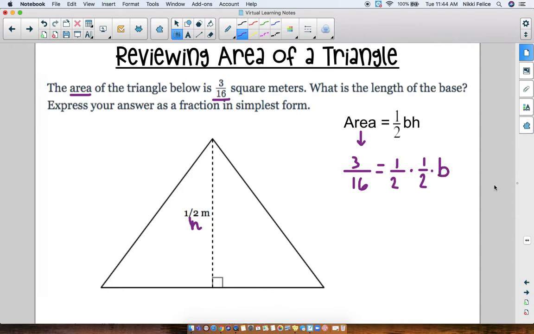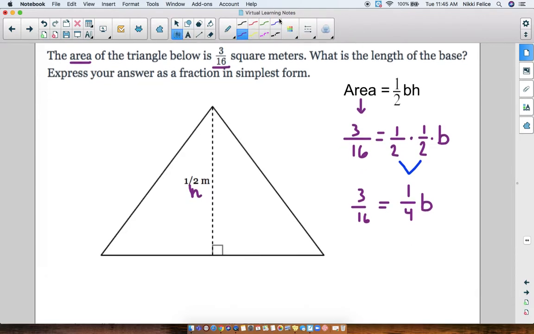Okay, now we can start simplifying what we have. 1/2 times 1/2, we can do that. 1/2 times 1/2 is 1/4, right? We multiply the numerators and multiply the denominators, bring down everything else, my 3/16. And I still don't know the base, so I put b here. Okay, now I have 3/16 equals 1/4 b. Don't freak out because there's fractions. You know how to do this. We are solving a one-step equation here.